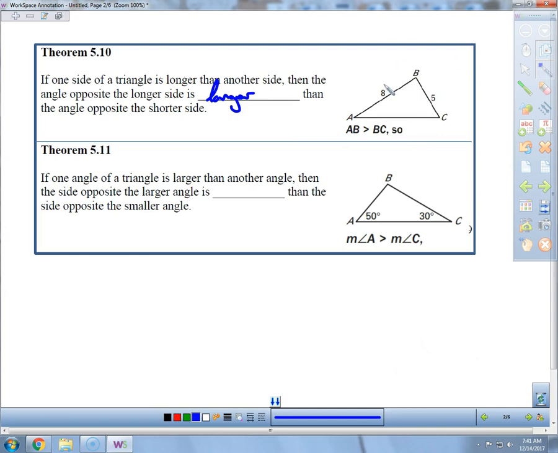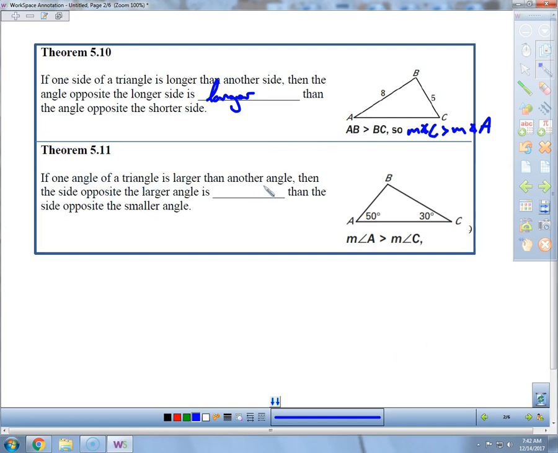So what do I know here about my angles? Which angle is opposite AB? Angle C. Because AB is longer than BC, the measure of angle C has to be greater than, well, what angle's opposite BC here? A is. So the measure of angle C has to be greater than the measure of angle A. This side's longer than that side, so the angle opposite that side has to be bigger than the angle opposite that one.